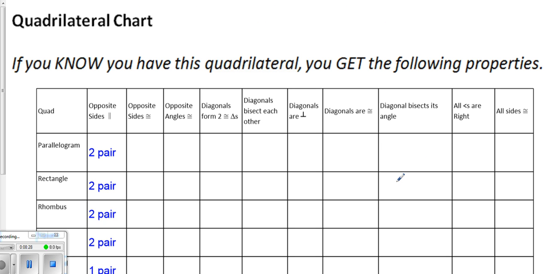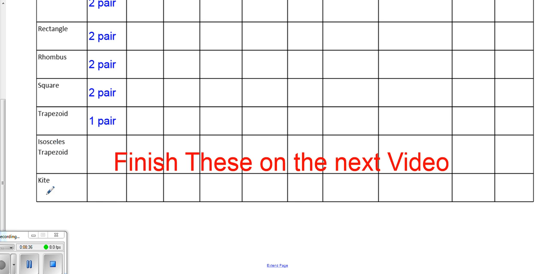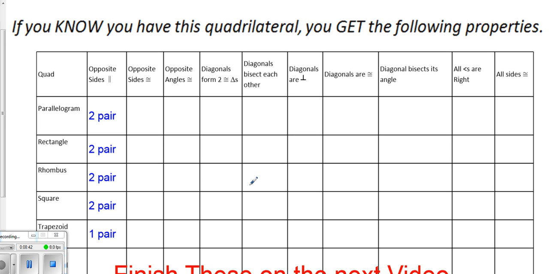This is just kind of a nice visual. It shows us all of those pieces of information that we went over, every single one of them for each piece. Now, the isosceles trapezoid and the kite we will go over in our next video, so we'll leave those ones blank for now. But all the other ones, just a regular trapezoid, square, rhombus, rectangle, and parallelogram, this is all of the information.